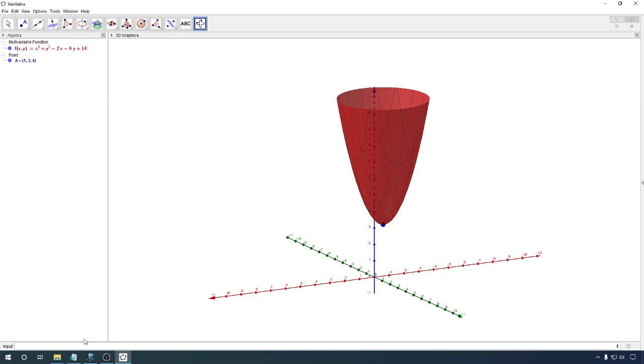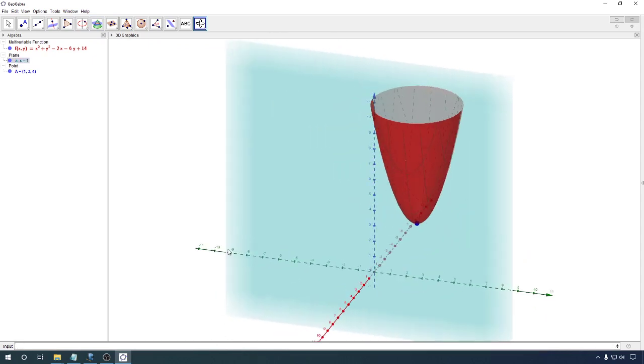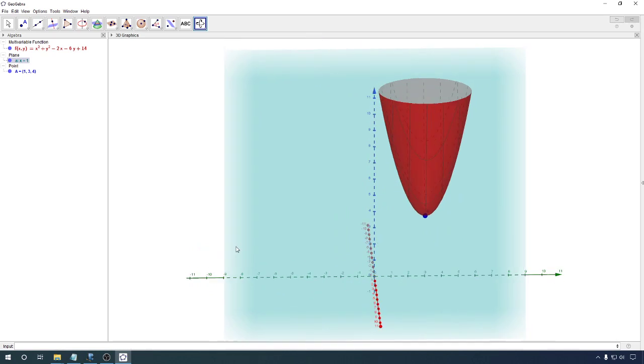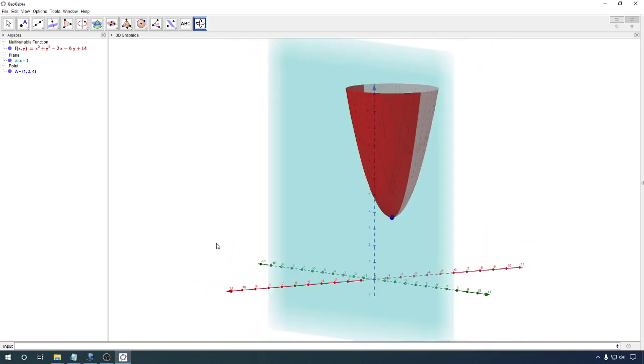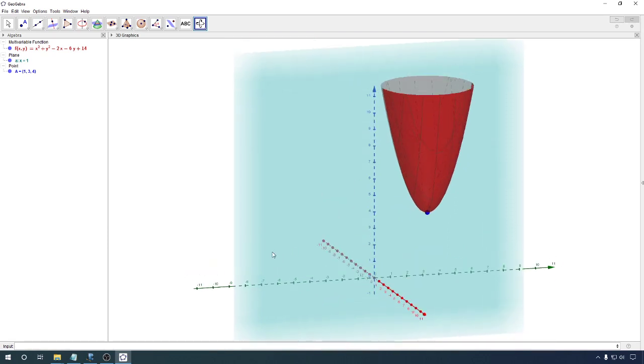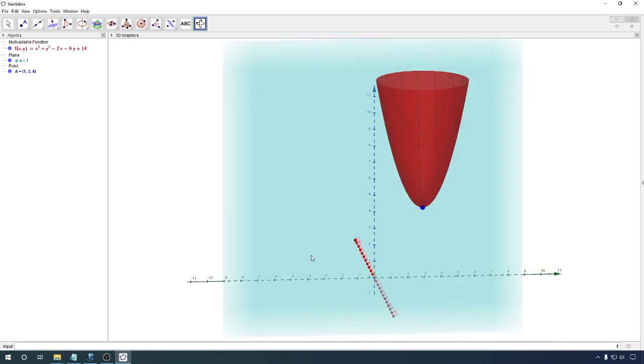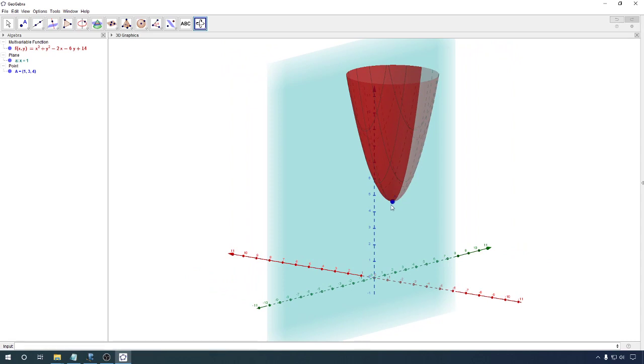Let's look at cross sections of this surface through this vertex that are parallel to the axes. So if we look at the plane x equals 1, we have a cross section. We could intersect this with the surface, and we get a curve. And one thing to note is that on that curve, this point still is a local minimum of that curve.